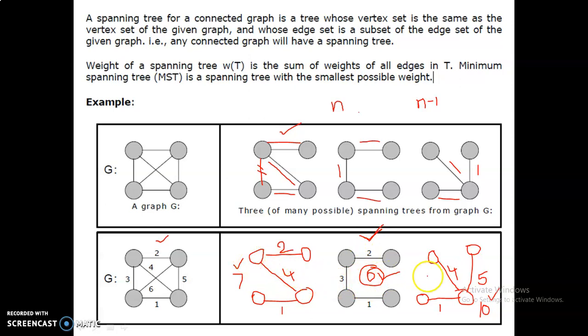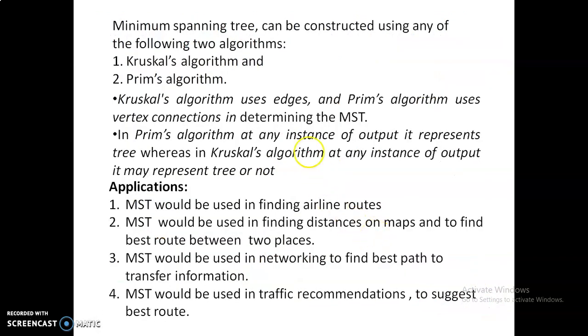So these two trees are giving a higher cost than this one, so this one is considered for the minimum spanning tree. The name itself says minimum cost of the tree. Next, for drawing these minimum cost spanning trees, we have two algorithms.